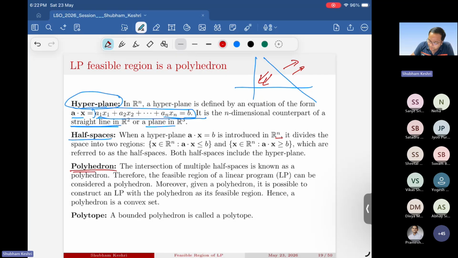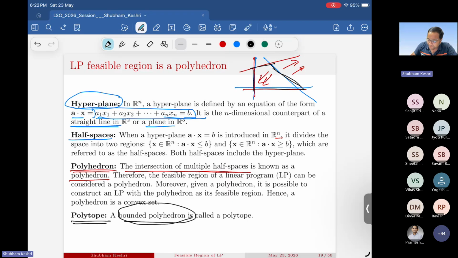What is a polyhedron? The intersection of multiple half spaces is known as a polyhedron. So suppose these are the constraints we have. The region which we get is a polyhedron. So this is actually a polyhedron in 2 dimensions. A polyhedron is defined in n dimensions. What is a polytope? When this polyhedron is bounded, it is known as a polytope. So we have 4 definitions: hyperplane, half spaces, polyhedron, and polytope. A polyhedron can be unbounded, but a polytope is a bounded polyhedron.